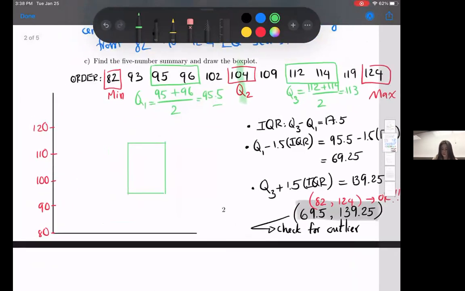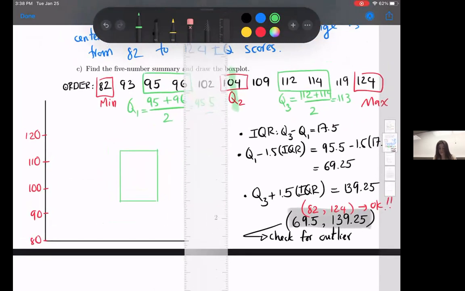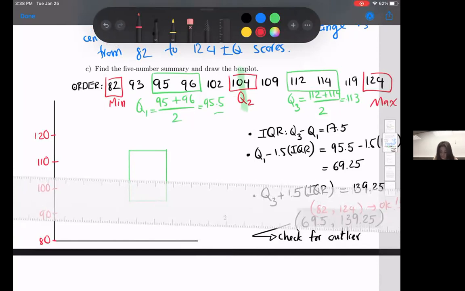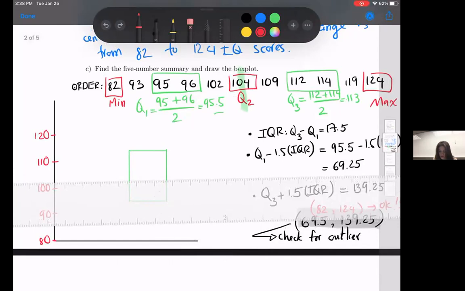The median is 104. Sorry. 104, 105 right here, 104 a little bit below. I'll use red. Oops. My ruler. By the way, on the exam, I suggest you have a ruler with you, or use a credit card or student ID, whatever you can draw with.